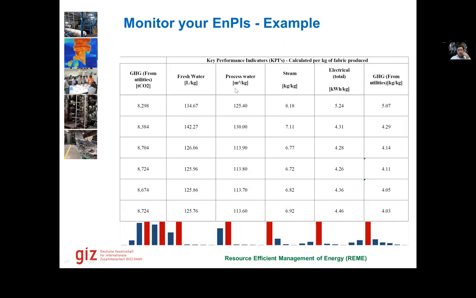And then we could also monitor our key performance indicators. For example, these are values for a factory for every month. These are the absolute GHG emissions, and at the bottom the graph shows how this factory is performing in this term. And then fresh water in liters per kg, process water in cubic meters per kg, steam per kg of product, kilowatt hour electricity total per kg of product, and GHG emissions from utilities in kilogram CO2 per kilogram of product. And it shows whether we are improving or really going down in performance.